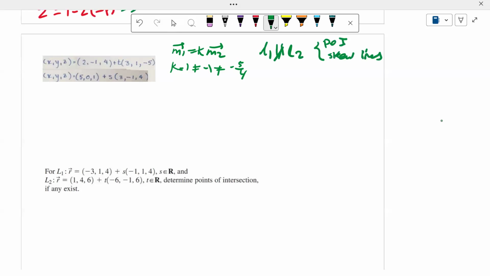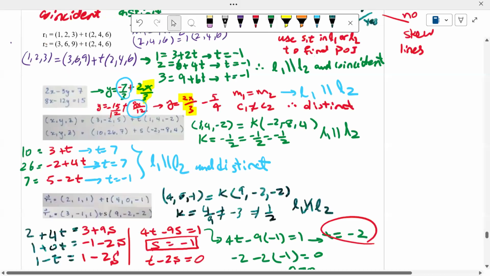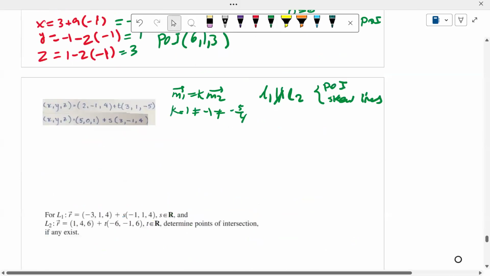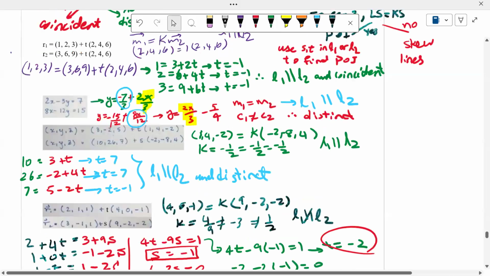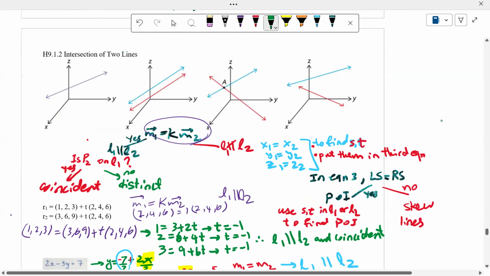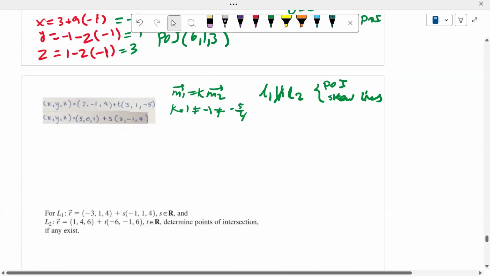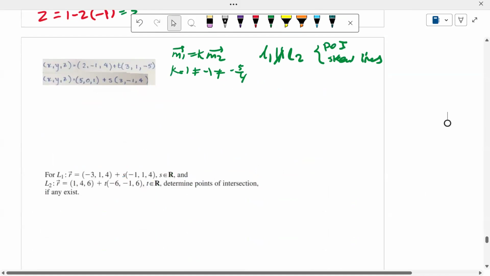Which one? So the next step is to put the parametric equations equal to each other to find s and t. And then you put that in the third equation to see if the left-hand side is equal to the right-hand side. So first, parametric equations.